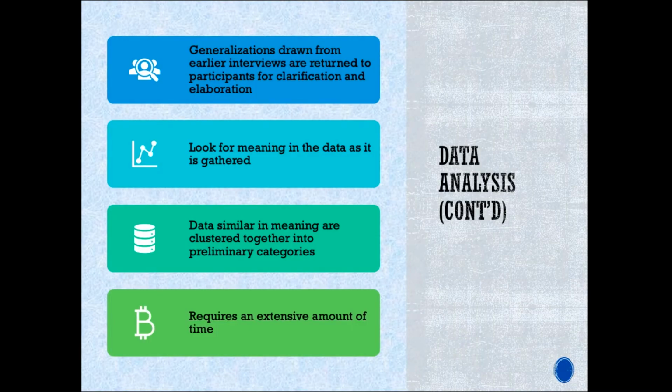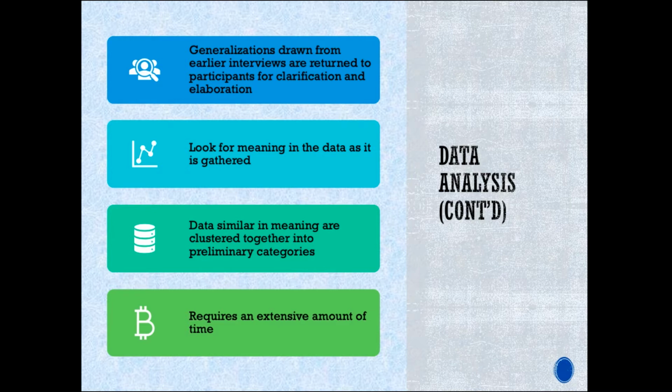So, the data analysis for qualitative research is about generalization, generalization drawn from earlier interviews also. In order to make it firm, you must return it to the participant for clarification and elaboration. So you cannot just generalize facts and findings. You must make sure that the generalization is really based on participant and informant experiences and beliefs. So you are going to look for meaning in the data as it is gathered.